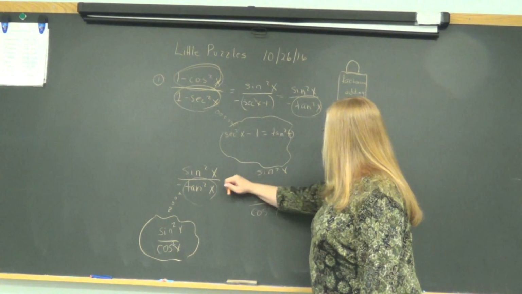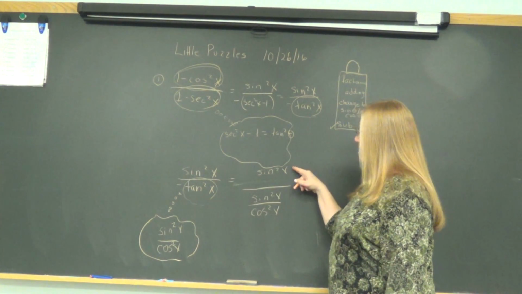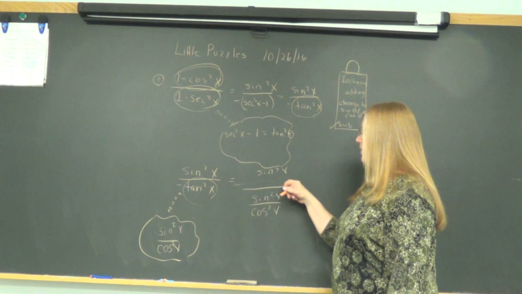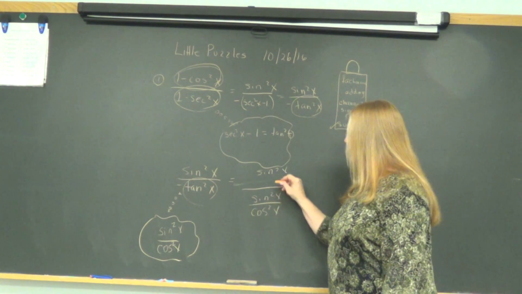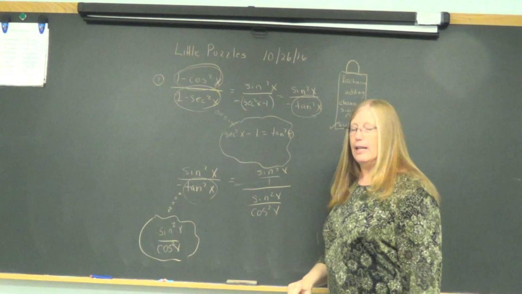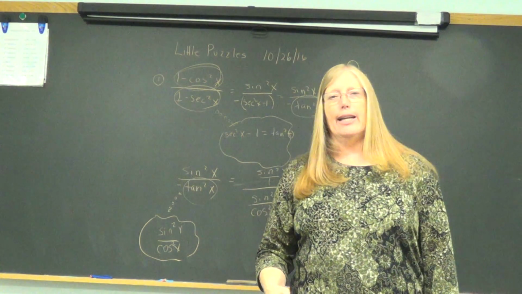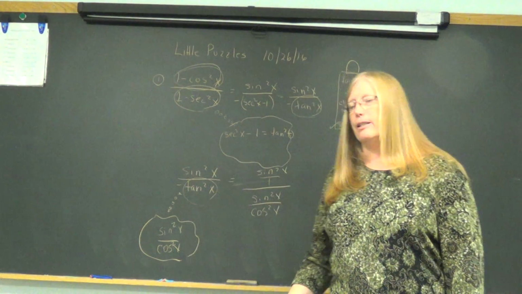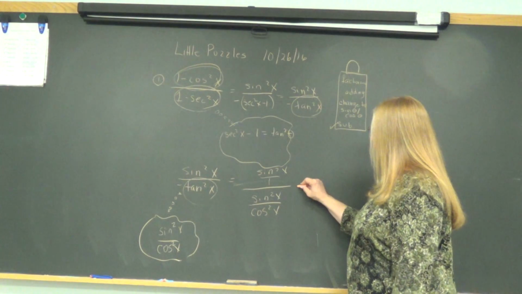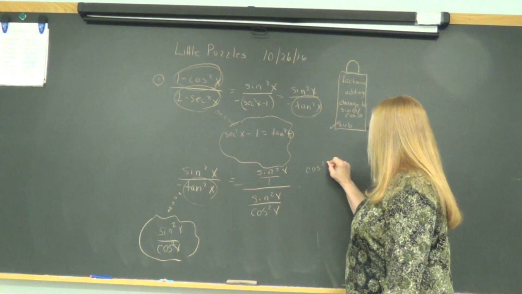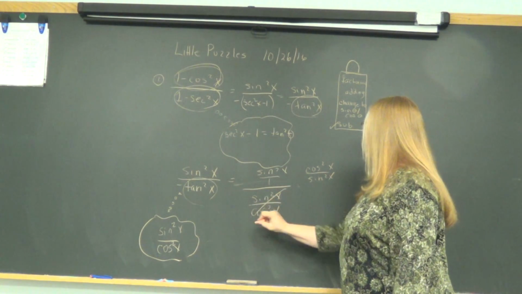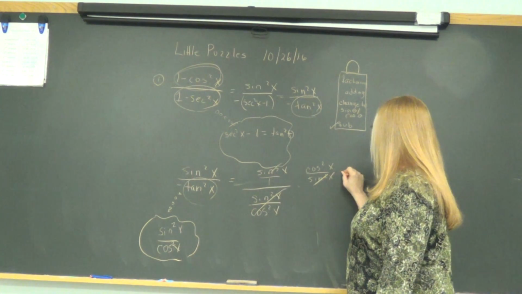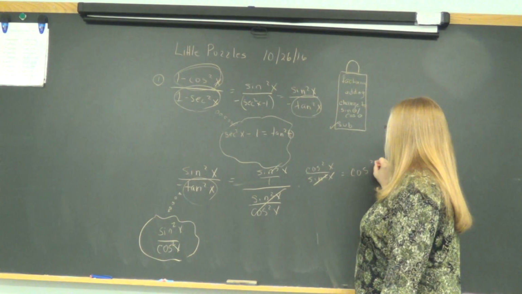So I have an expression in the numerator, and now I have a fraction in the denominator. Whenever I'm dividing by a fraction, I like to make a fraction out of the numerator as well. So now I have a fraction divided by a fraction, and I flip that and multiply. And the sine squares cancel, and I get a cosine squared.